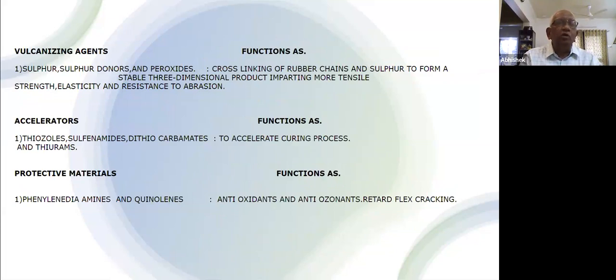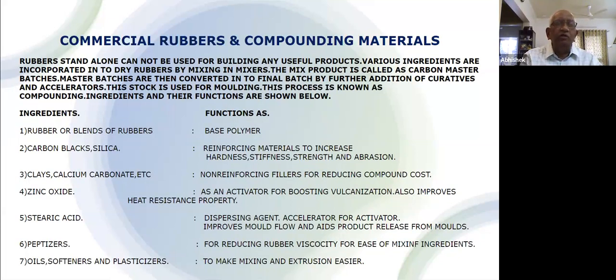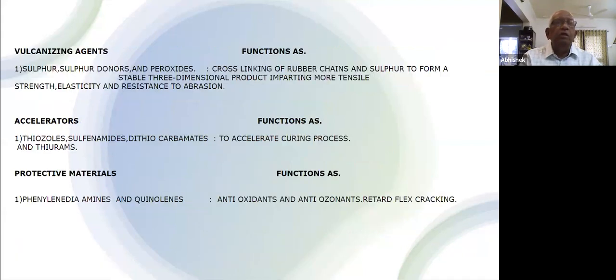Next, you have to use various types of oil, softeners, and plasticizers to make mixing and extrusion easier. So whatever I have just discussed is done during the carbon black master batch stage, which is sometimes also called mix A.